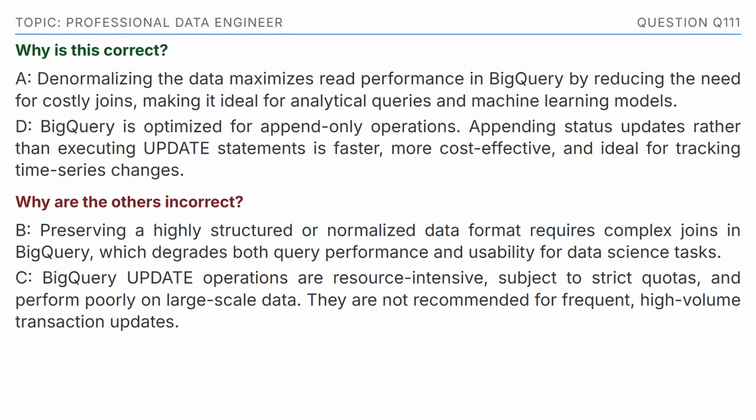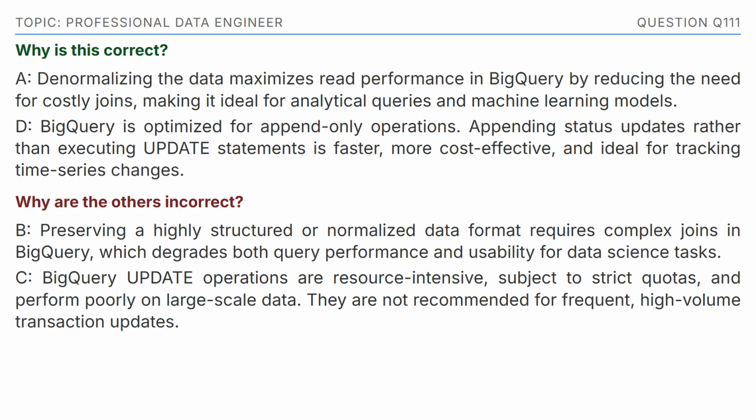Why is this correct? A. Denormalizing the data maximizes read performance in BigQuery by reducing the need for costly joins, making it ideal for analytical queries and machine learning models. D. BigQuery is optimized for append-only operations. Appending status updates rather than executing update statements is faster, more cost-effective, and ideal for tracking time series changes.